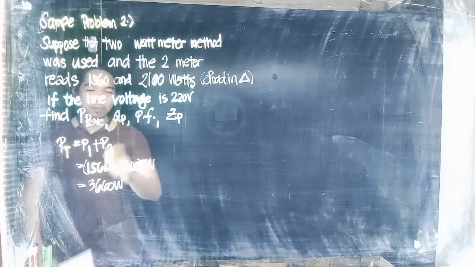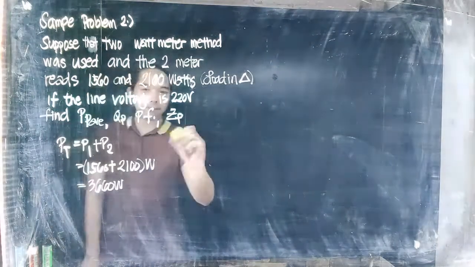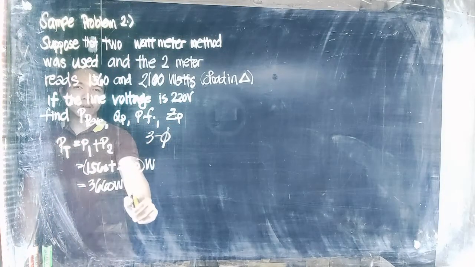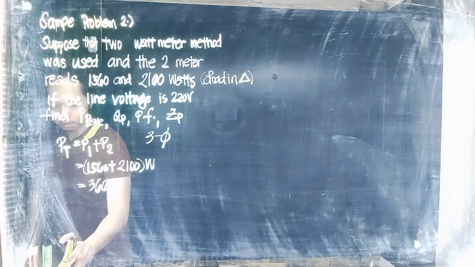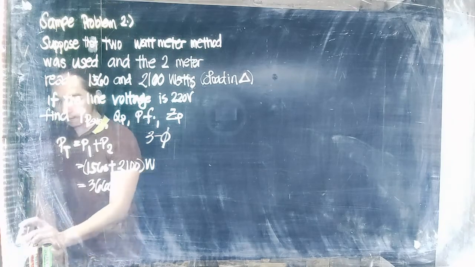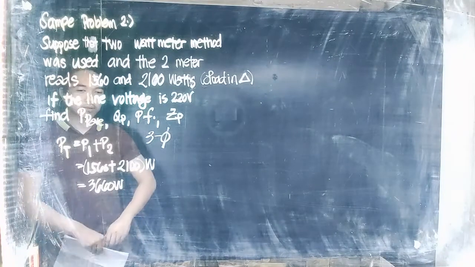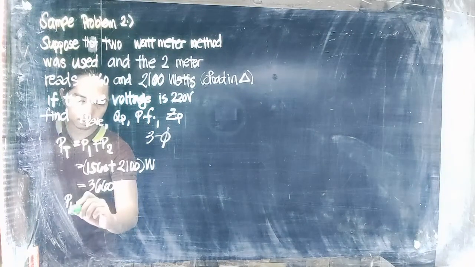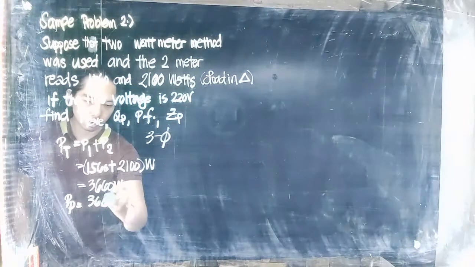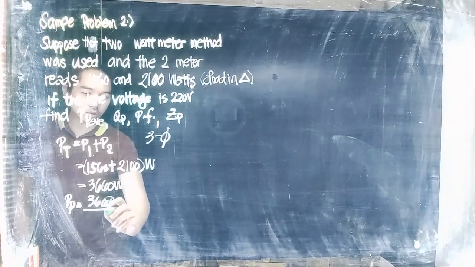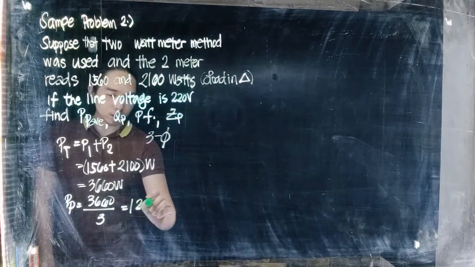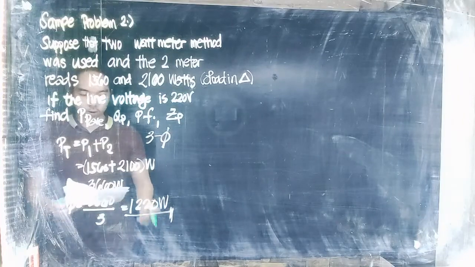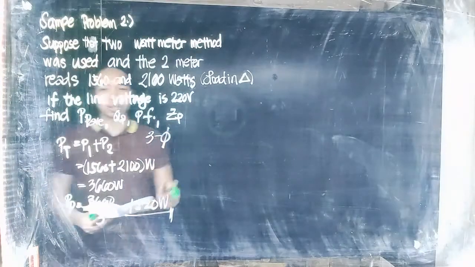So we're asked to find PPA. How do we solve for PPA? We have 3 phase, so we're going to divide this by 3. Dividing 3,660 over the number of phases, which is 3, would give us the per phase average power. So the answer would be 1,220 watts. Do you have any problems or questions towards this one?